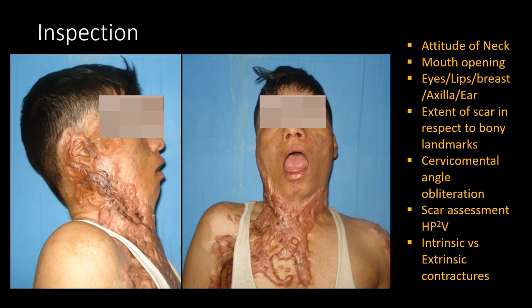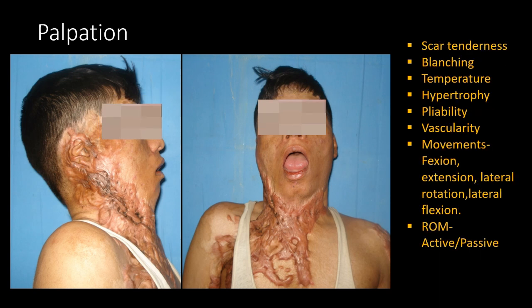Now in this patient, let us see what the inspectory findings are. The attitude of the neck: in this case, although the patient is attempting extension, the attitude in a normal condition would be of flexion. When attempting extension, there is mouth opening because of the extrinsic contracture. So how do we know whether this contracture is extrinsic or intrinsic? We will come to that in the next slide. Our passive range of movement is limited only by the soft tissue contractures. But yes, even then we need to assess it.